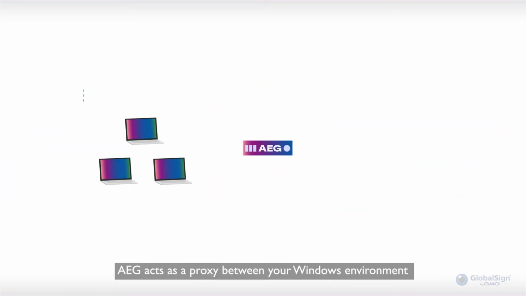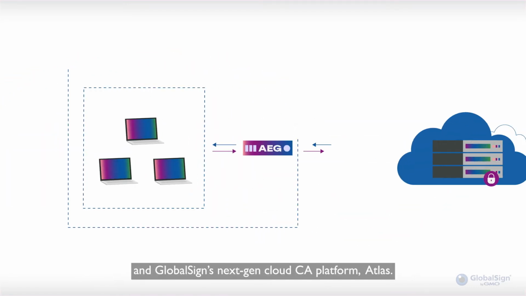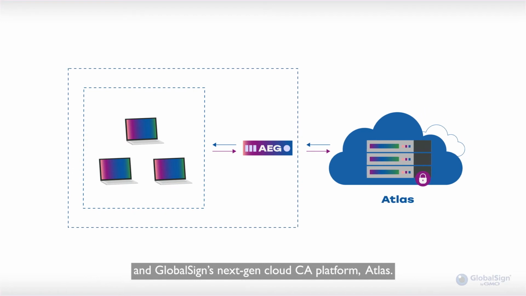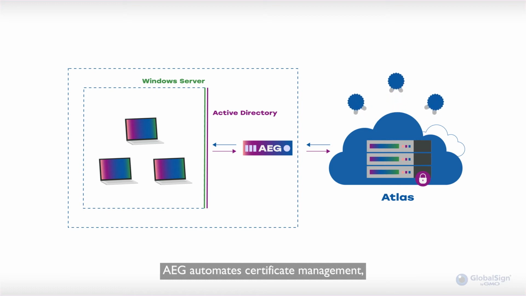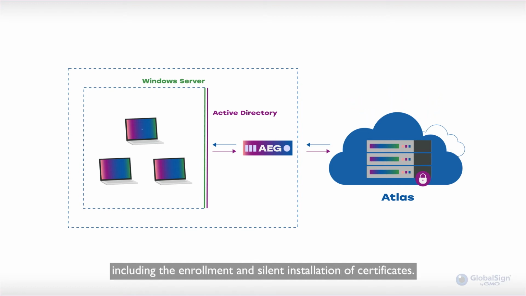AEG acts as a proxy between your Windows environment and GlobalSign's next-gen cloud CA platform, Atlas. Leveraging Windows Server and Active Directory capabilities, AEG automates certificate management, including the enrollment and silent installation of certificates.